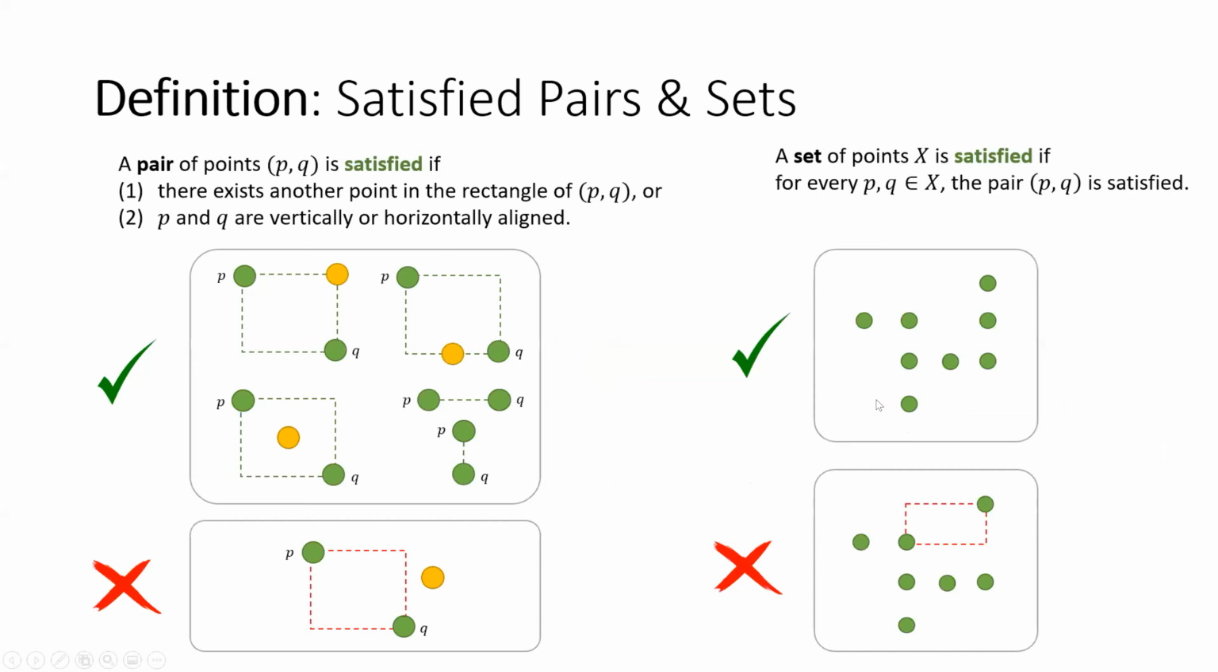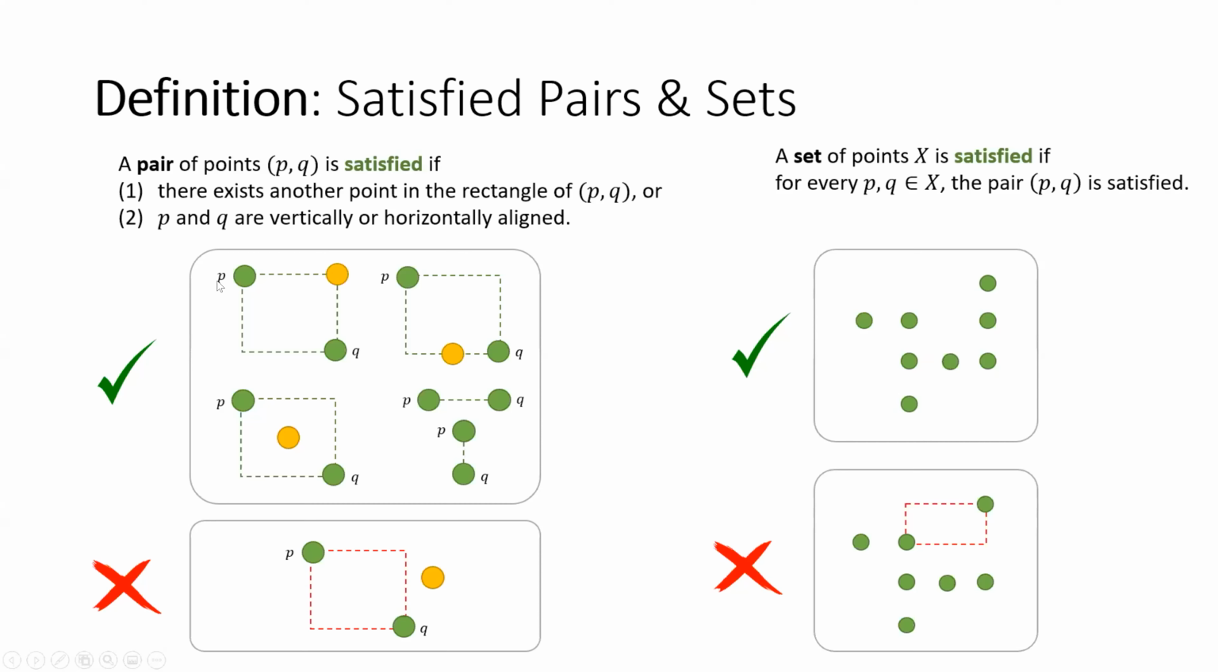All right. So let's see what this problem is. To know what this problem is, you need some concepts. We will have a set of points on a plane, and first I need to define what it means to say that a pair of points is satisfied.